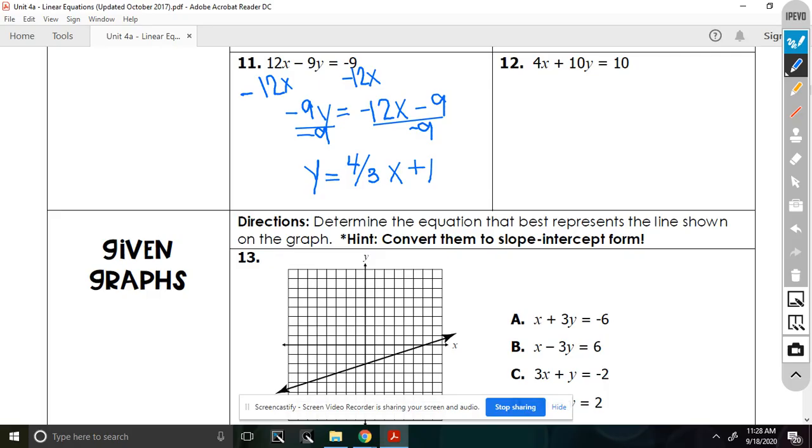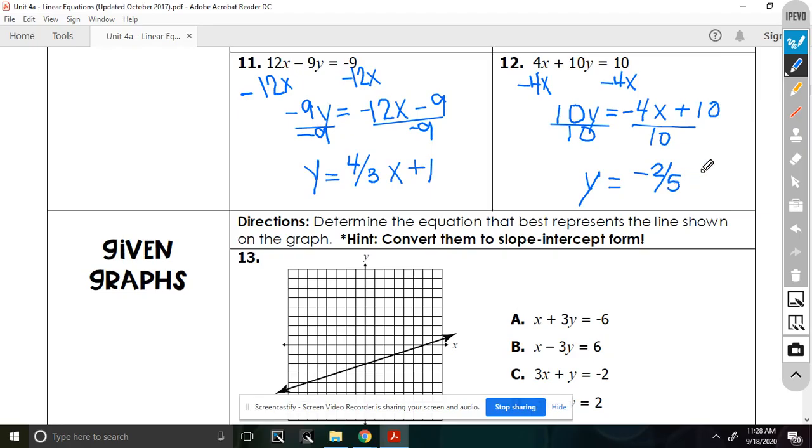12. In order to start 12, we're going to get rid of 4x. We're going to subtract 4x. Subtract 4x. I'm left with 10y is equal to negative 4x plus 10. Divide everything by 10. y is going to equal, I know a negative divided by positive is negative, and 4 over 10 doesn't simplify perfectly, but you can divide each of them by 2, giving me a 2 over 5x. 10 divided by 10 is plus 1.